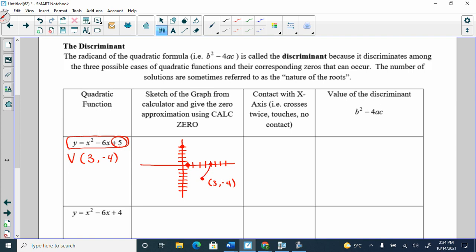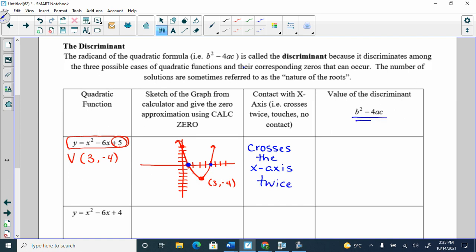So this is my graph. Very broad sketch. Make sure you have arrows at the end because it keeps going. Try and make this be your vertex. I didn't do a very good job. How many times does it cross the x-axis? 2, right? 1, 2. So it crosses the x-axis twice.